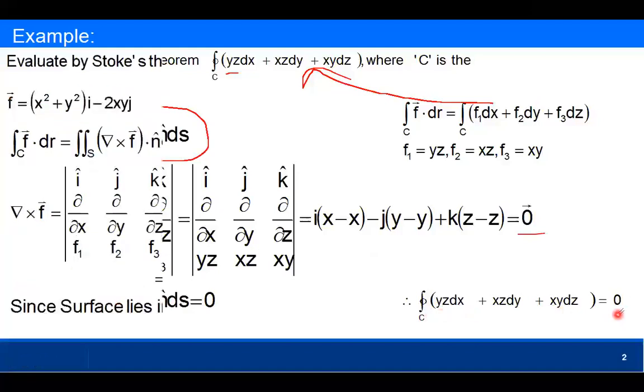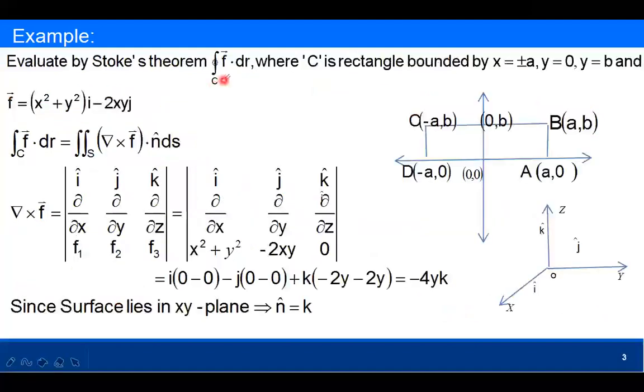See one more problem. Evaluate by Stokes theorem the integral f bar dot dr, where C is the rectangle bounded by x equal to plus or minus a, y equal to 0, y equal to b, and f bar equal to x square plus y square of i minus 2xy j. Since integral f bar dot dr equals double integral of del cross f dot n ds over the surface S, again a single integral is given, so we are converting it into a double integral. First of all, you have to calculate this del cross f.